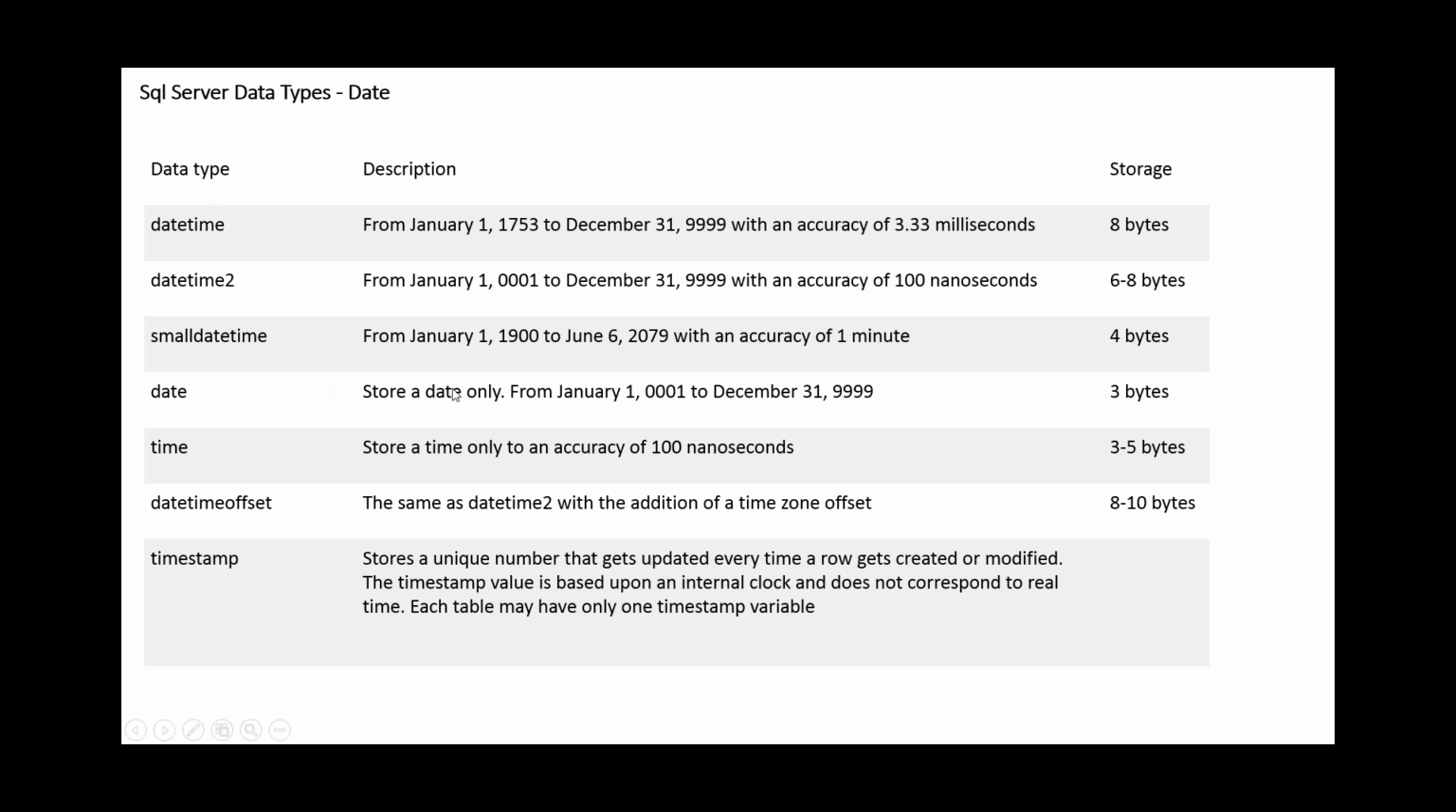And then date, it stores only date, not the time. Okay, date time means it saves the current date and the current time. Okay, but date, whereas it only saves the day, month and year. Time means only time. Okay, date time offset means you can use this time zone offset.